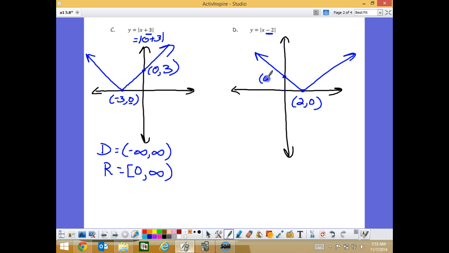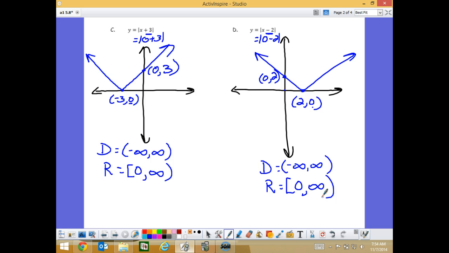Again, to find the y-intercept, you plug 0 in for x. So it's the absolute value of 0 minus 2. 0 minus 2 is negative 2. The absolute value of that is 2. So there is the y-intercept. And again, domain left to right is negative infinity to infinity. The range is bottom, and again, it's the y-coordinate at the bottom, 0, to the top, which is infinity. And that is what adding or subtracting numbers inside does.